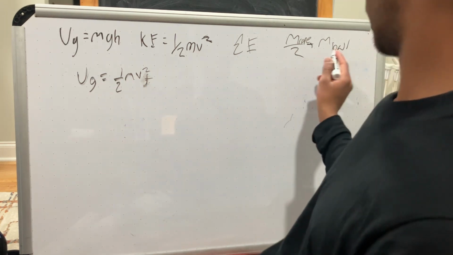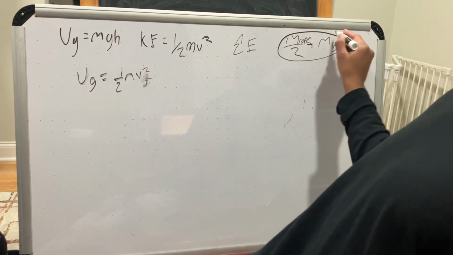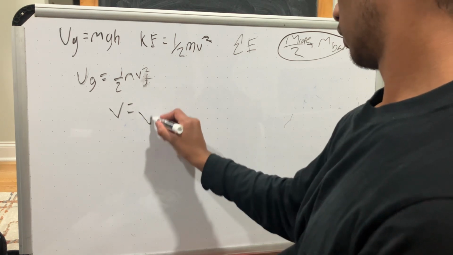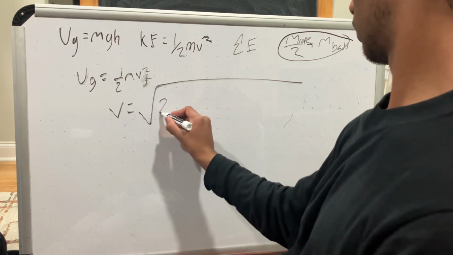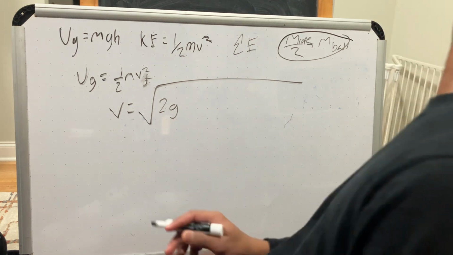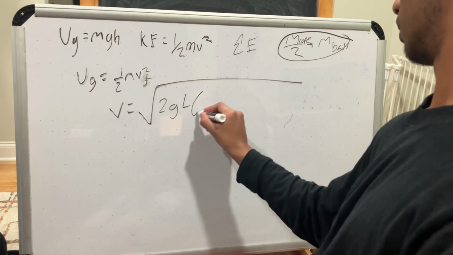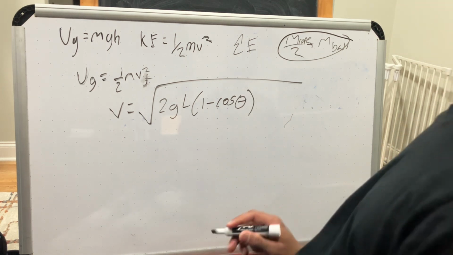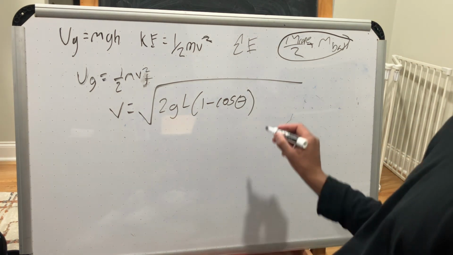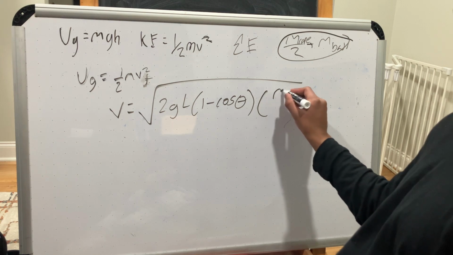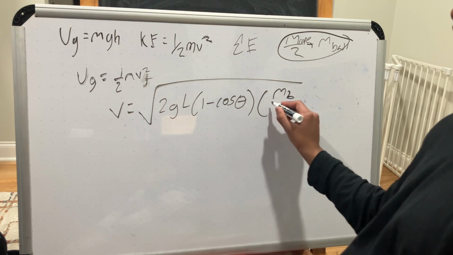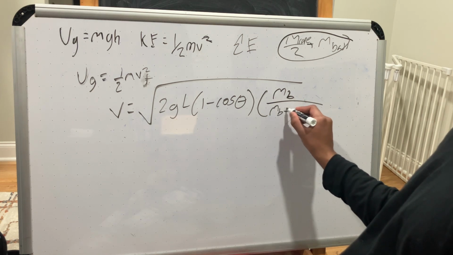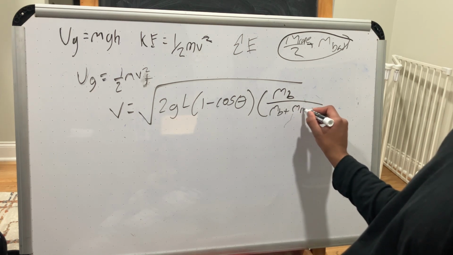When you plug in m for this, you end up getting v equals the square root of 2 times gravity times L times 1 minus cosine theta, since the angle is increasing, times the mass of the ball over the mass of the ball plus the mass of the rope.